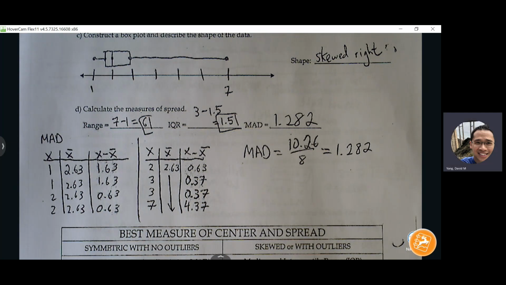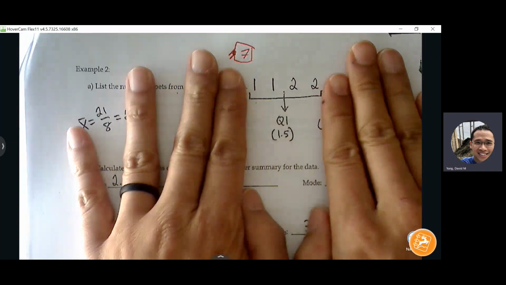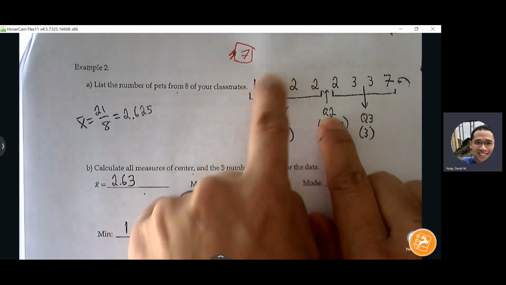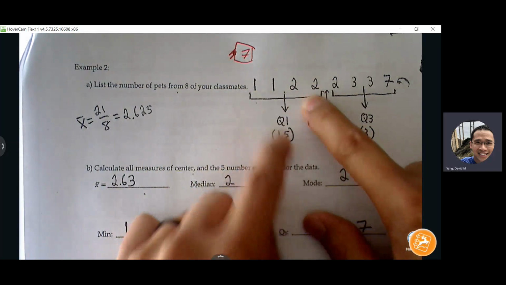Why isn't the Q1 just 1? Q1 is not 1 because Q1 is the average of the 2 middle numbers there. So 1 and 2, the average of 1 and 2 is 1.5.